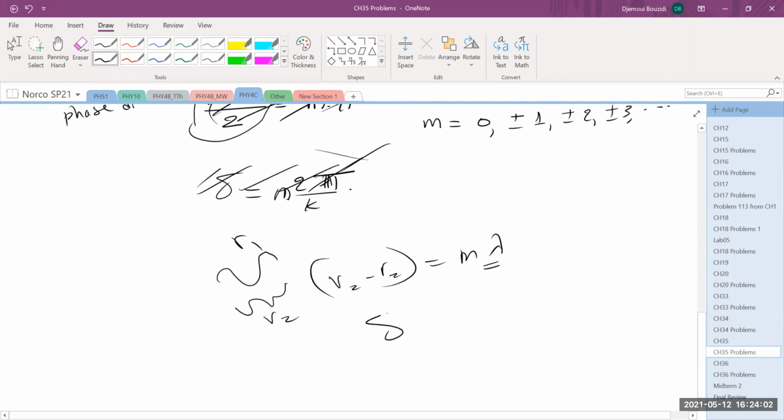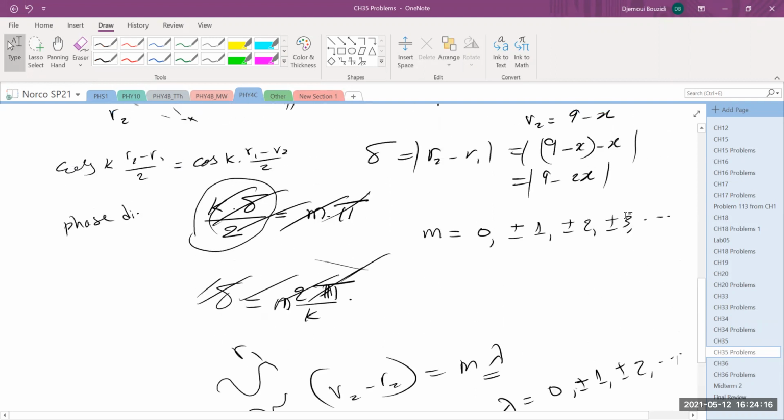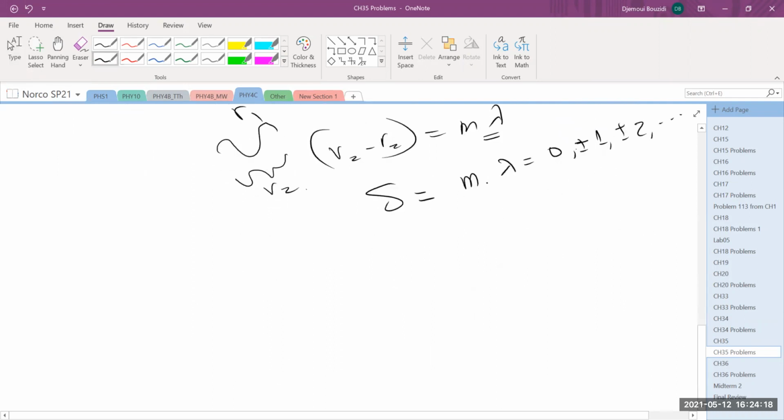So now delta itself has to be m lambda. Okay, and now this could be 0, or plus or minus 1, or plus or minus 2, and so on and so forth. So delta is 9 minus 2x. So 9 minus 2x must be equal to either 0 lambda, or 1 lambda, or minus lambda, or 2 lambda, or minus 2 lambda, and so on. That is the argument for it.